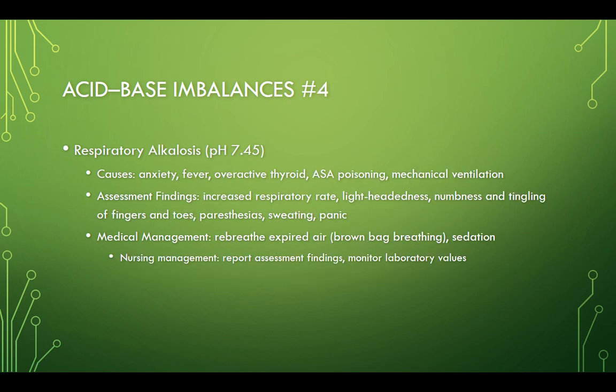Okay. Respiratory alkalosis, which is a pH greater than 7.45. Causes: anxiety, fever, overactive thyroid, aspirin poisoning, mechanical ventilation. They come in hyperventilating, they have paresthesia, they're sweating, they're panicking. One way of fixing this is increasing their CO2 by having them breathe into a bag. Sedation: you give them sedation, they stop breathing so fast.